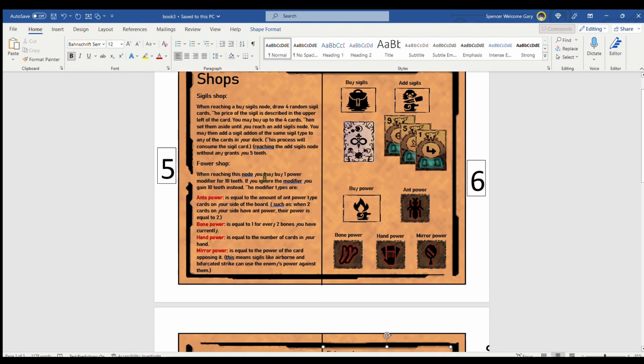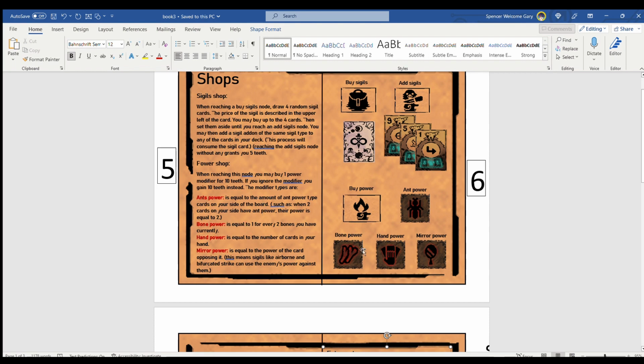And then the last shop is the power shop. When reaching this node, you may buy 1 power modifier for 10 teeth. If you ignore the modifier, you gain 10 teeth instead. The modifier types are ant power, which is this one, and it's equal to 1 power per card that has ant power on the board. For example, if you have 2 cards on your side that have ant power, the power of each one of those cards is 2. If you had 3 cards on your board that had ant power, it'd be equal to 3. If you only had 1, it'd be equal to 1.